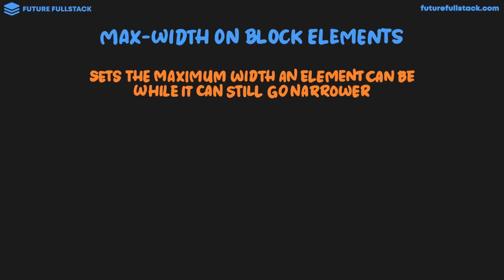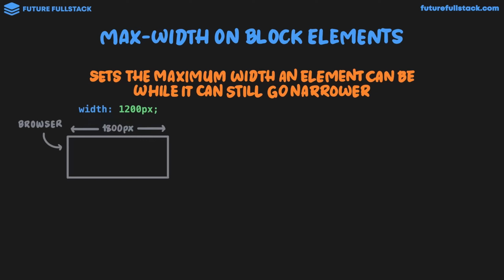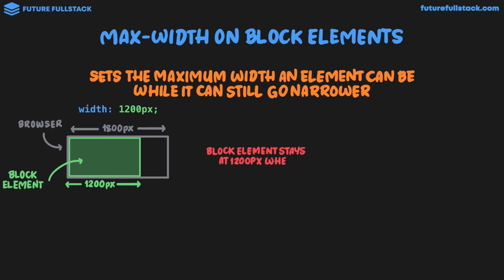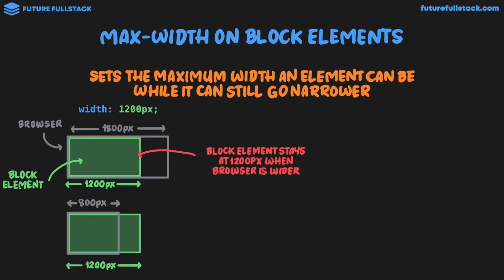We'll start by looking at the regular width property. On the left, this grey box represents a browser, which is currently at 1800 pixels. We're now going to set a block element with a width of 1200 pixels. The block element stays at 1200 pixels when the browser is wider. When we make the browser narrower, say 800 pixels, the element with a fixed width of 1200 pixels will now exceed the width of the browser. So the block element extends beyond the browser.